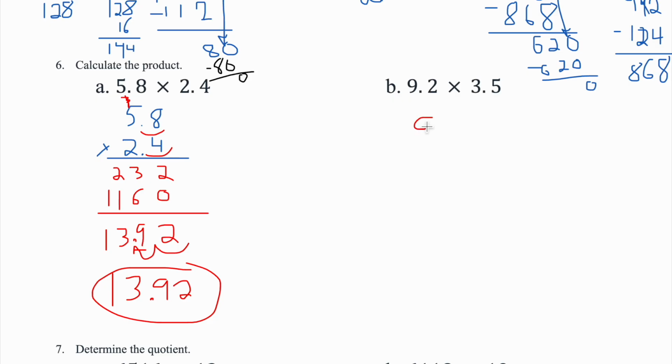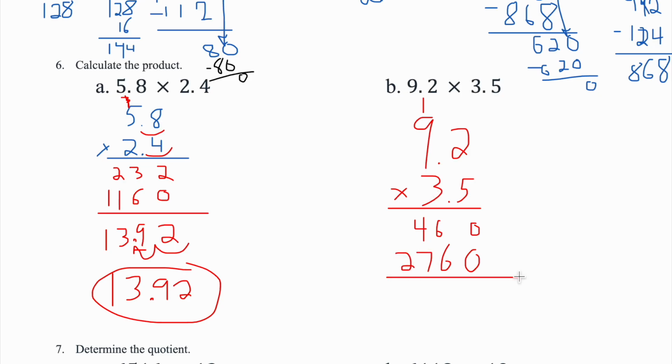All right, let's try part B. 9.2 times 3.5. 5 times 2 is 10. 5 times 9 is 45, plus 1 is 46. 0 for place value. 3 times 2 is 6. 3 times 9 is 27.